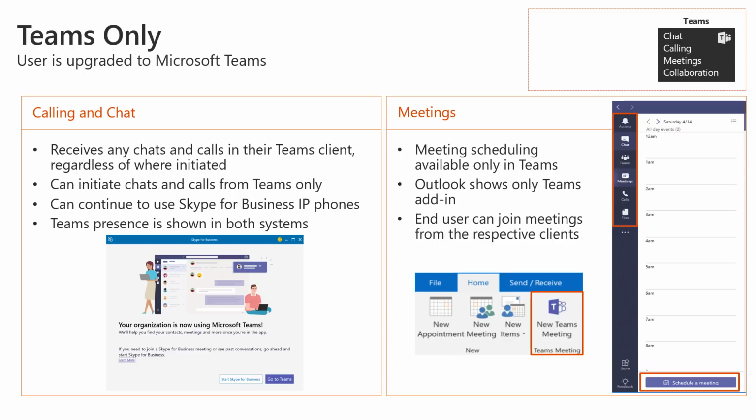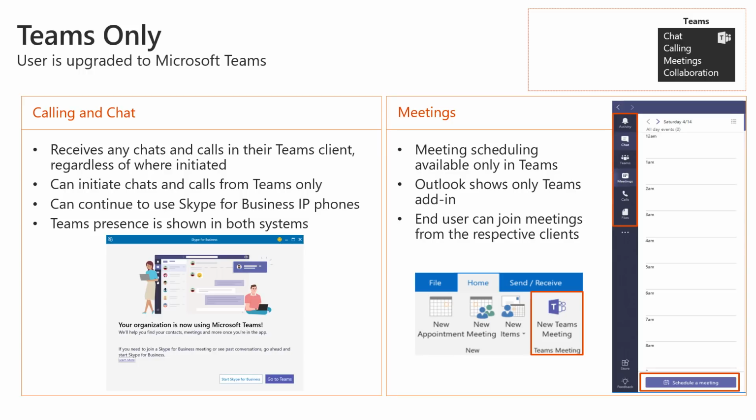Users that are in Teams only mode can continue to use existing Skype for Business IP phones, or what we have also referred to as third-party IP phones or 3PIP phones. These phones run Skype for Business firmware, but have the capability of connecting through a gateway in our service that allow them to function for users that have been upgraded to Teams only mode.